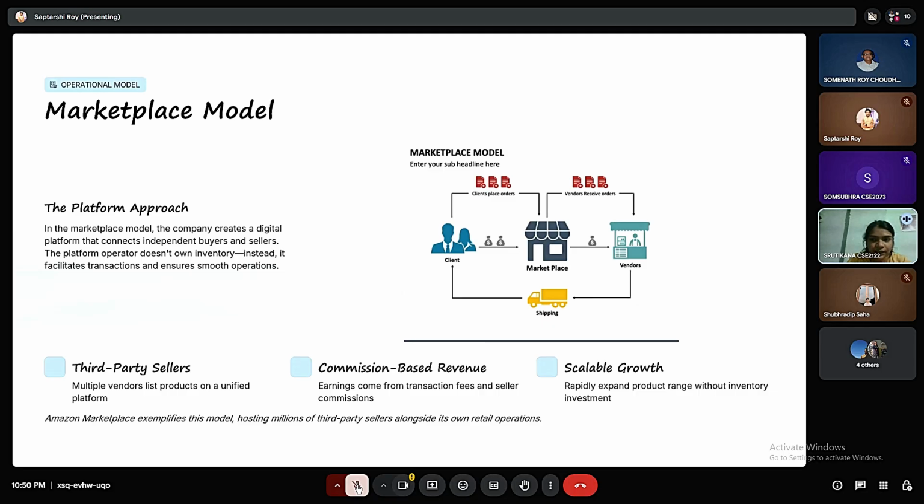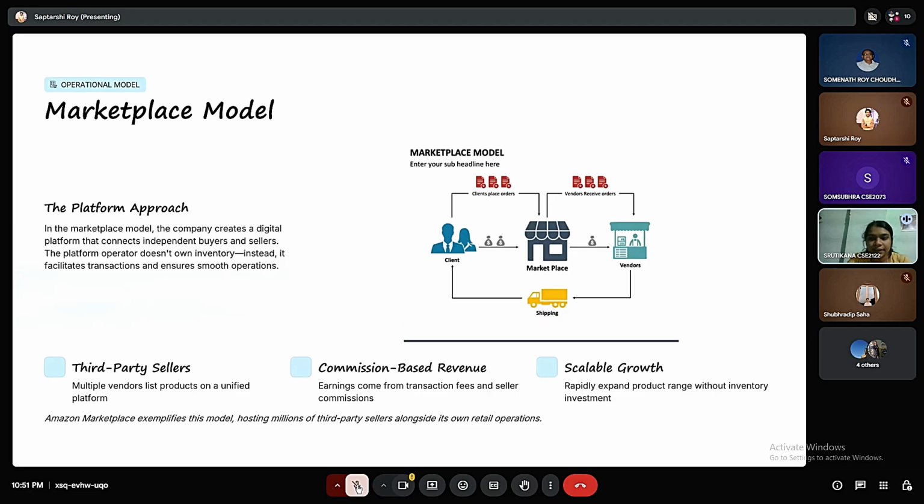So, what is marketplace model? Basically, in this model, the company acts as a platform connecting buyers and third-party sellers. The platform does not own inventory. Instead, sellers list products and fulfill orders. As we can see in the diagram, first the customer orders through the marketplace, then the vendor receives the order, and then products are shipped to the customer.